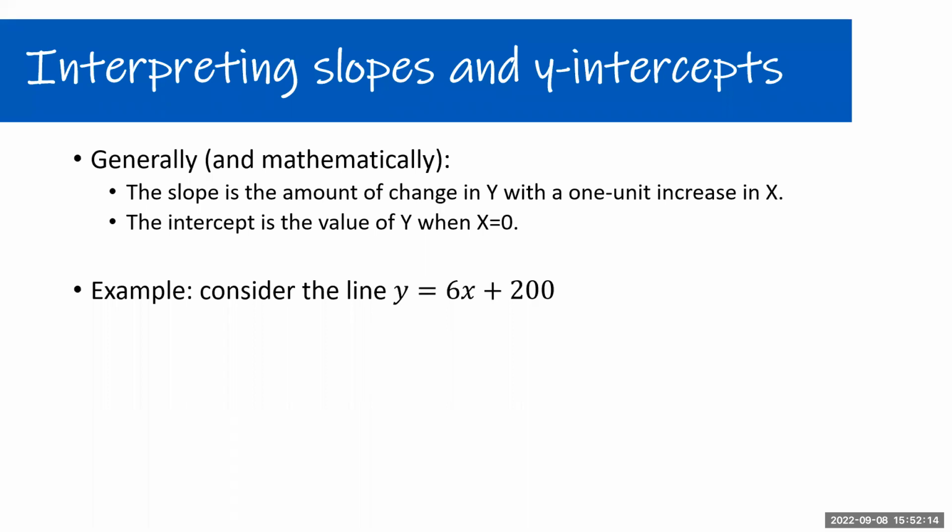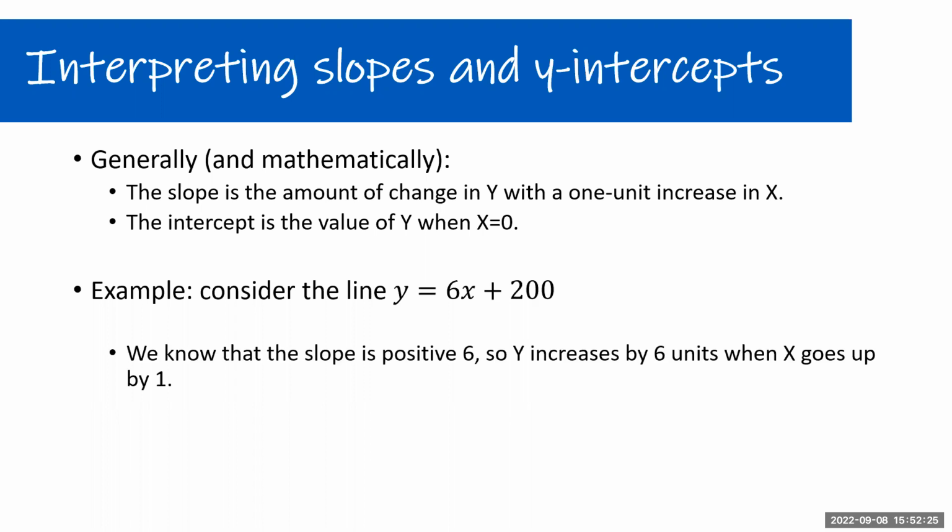So if we consider the example y equals 6x plus 200, that's in slope-intercept form. It could represent many, many different things. We see here that the slope is going to be 6. It's a positive 6. So that tells us that for every time we go up 1 unit on x, we are going to go up 6 units on y. So rise over run is going to be 6. We're going to go 1 unit to the right and up 6 units to get to our next point.